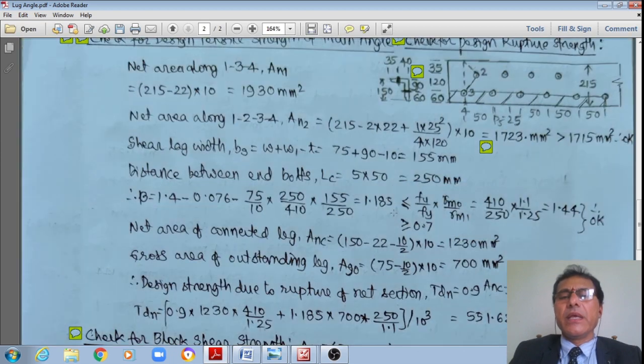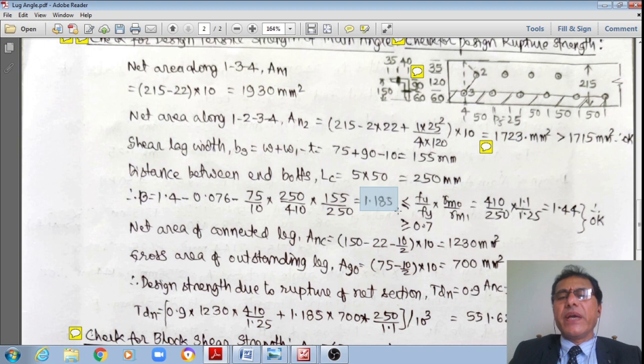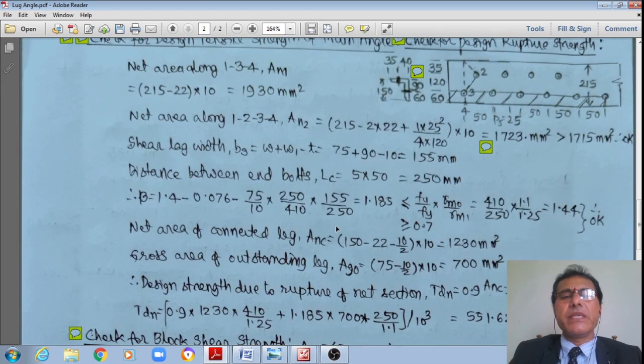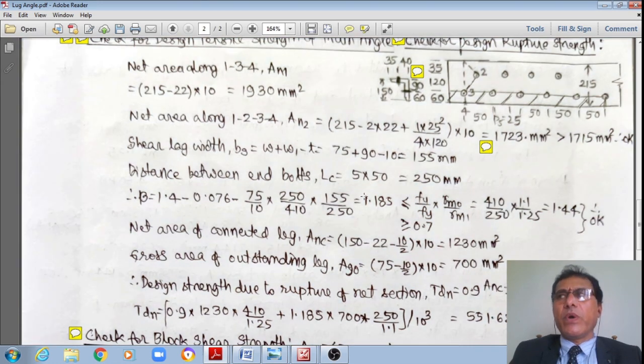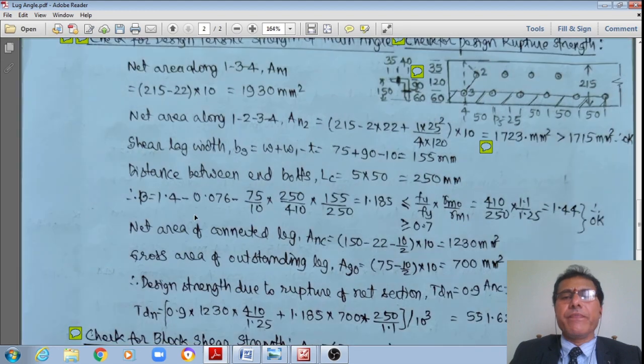You please see that, right? This value 1.185 is less than 1.44, as well as it is greater than 0.7. Therefore, okay, this beta is equal to 1.185. It is okay.